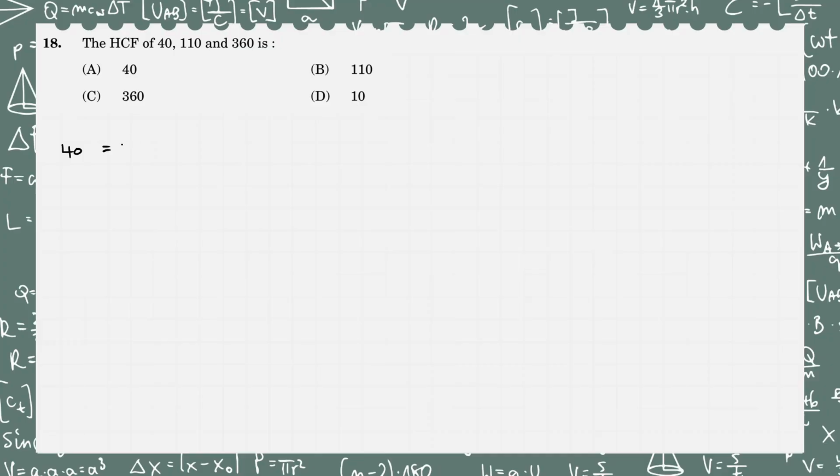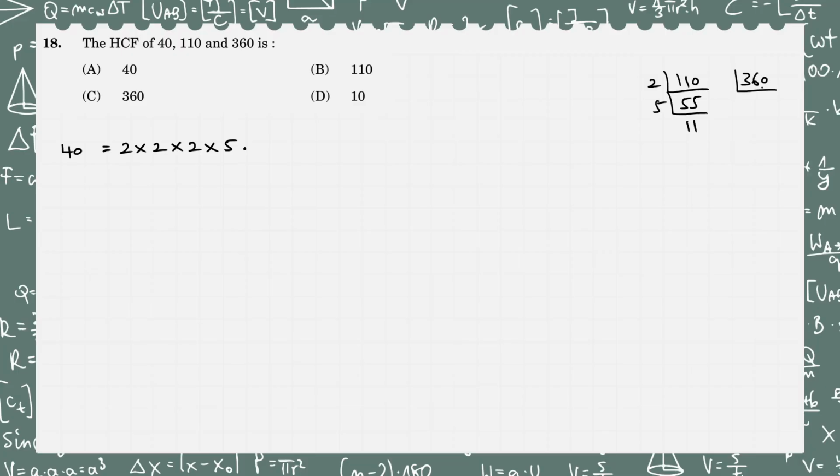So it will be 2 into 2 into 2 into 5, right? 2 2s are 4, 4 2s are 8, 8 5s are 40. So these are the prime factors for 40, and we have to do 110 separately. Let us do with the 2, 2 5 times, balance 1, again 5 times. We can do with the 5, 11 times, that's the end.